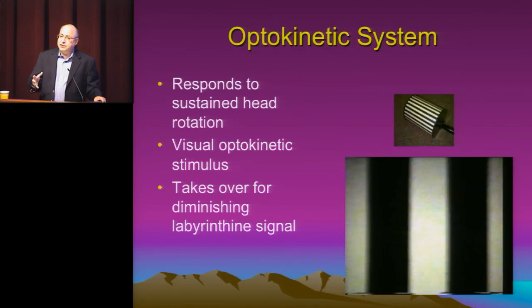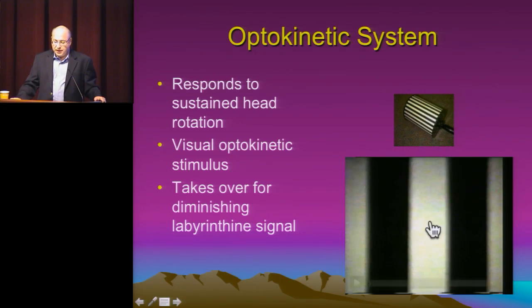So if we have sustained head rotation, the inner ear can't keep up with the stimulus, it gets saturated, and we have what's called the optokinetic stimulus, which is looking at objects, and when we test it, we use stripes like this or this, but it takes over for the diminishing labyrinthine signal and gives us a slow eye movement.